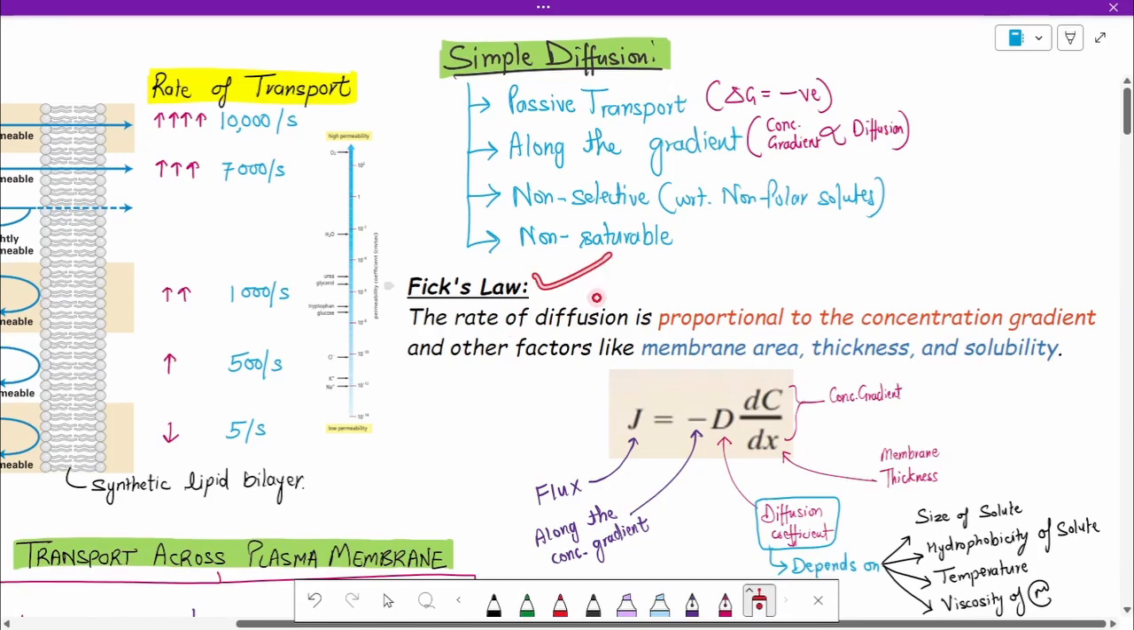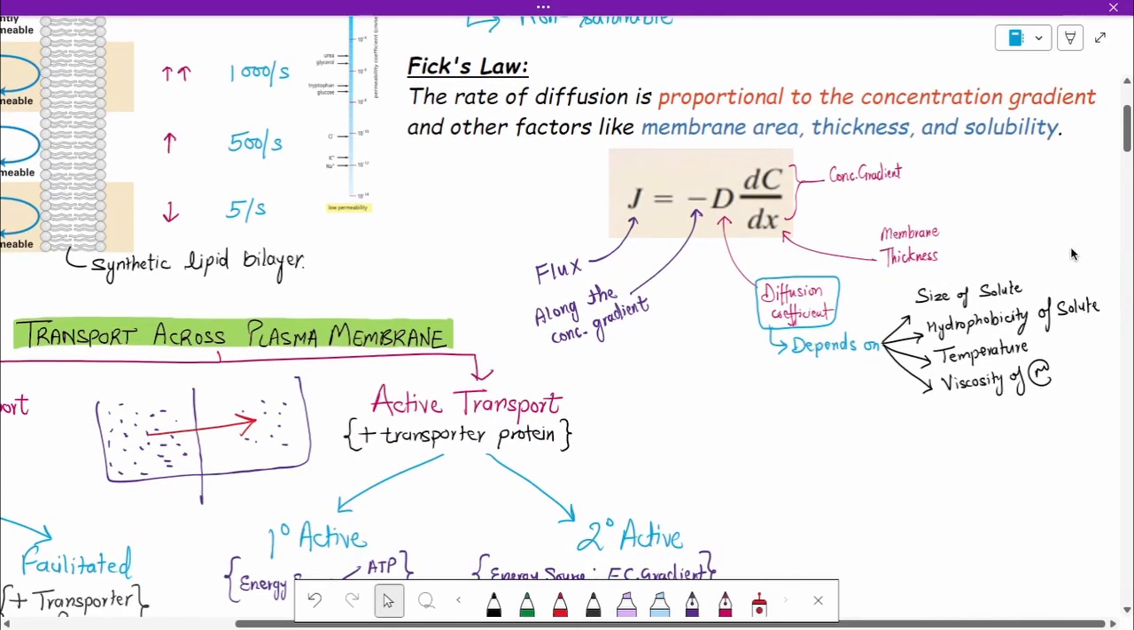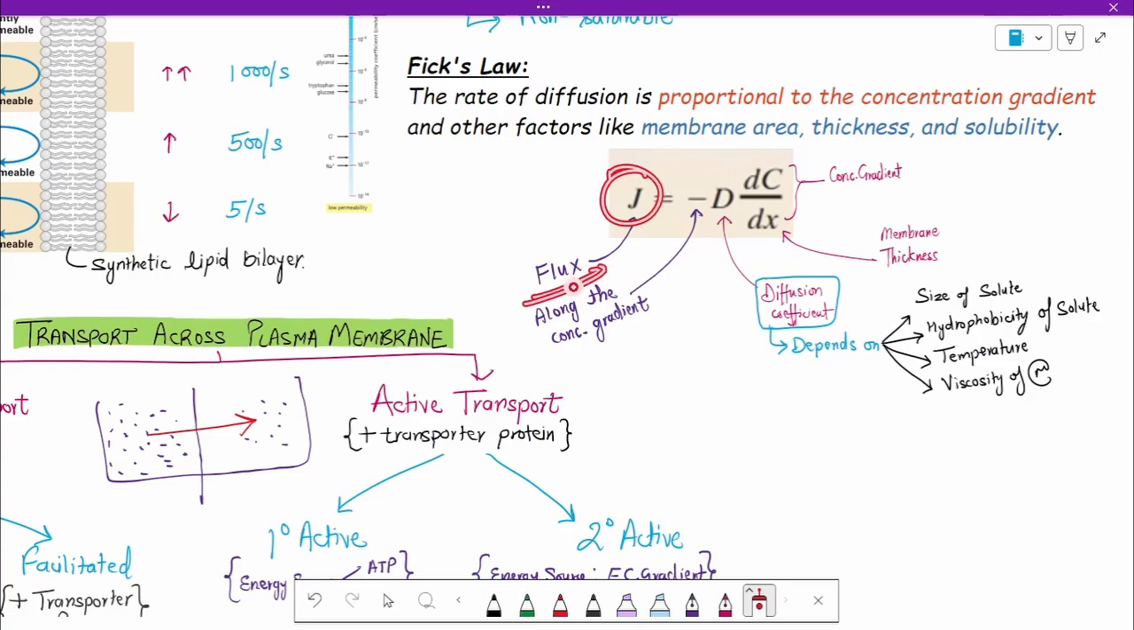of diffusion, or Fick's first law of diffusion, which states that the rate of diffusion is proportional to the concentration gradient. Okay, so this is the basic formula for the rate of diffusion. J here represents the flux of diffusion, and a negative sign represents that the process is spontaneous. The direction is from higher concentration to lower concentration. Okay, D is the diffusion constant. dC, the change in C, is the concentration gradient, and dx is the membrane thickness.